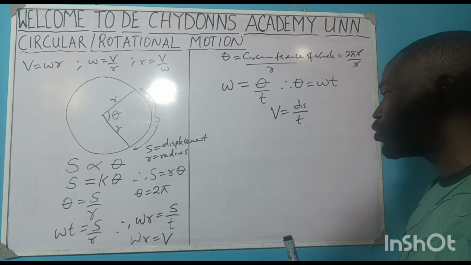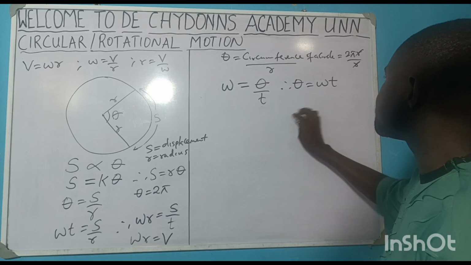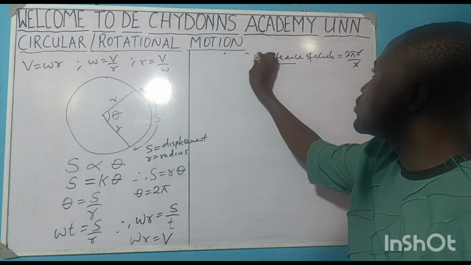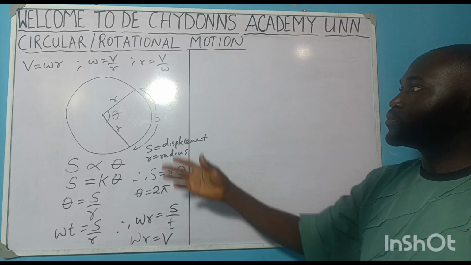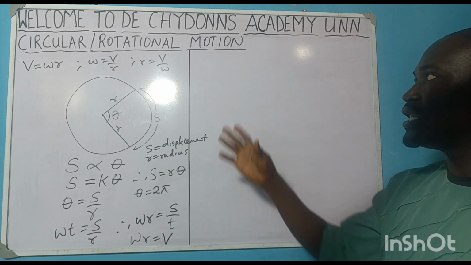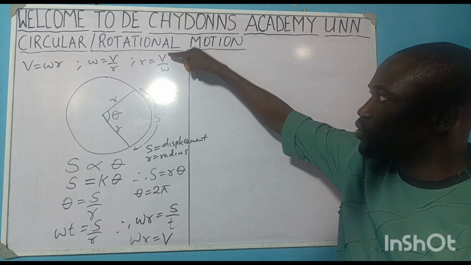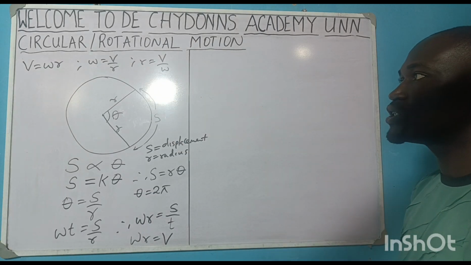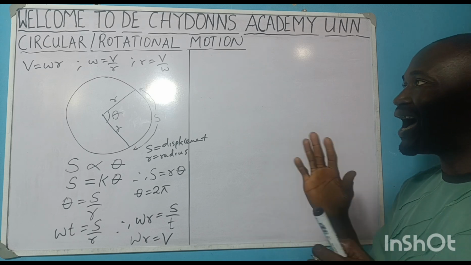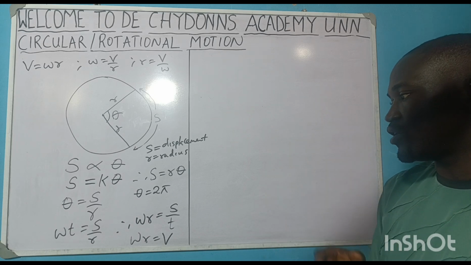We have noted the first formula important for us for this class. Next thing we want to go into is, since we've been able to get our linear velocity, we call this linear velocity, we call this one angular velocity, we call this one radius. We have seen the relationship between linear velocity, angular velocity, and radius.